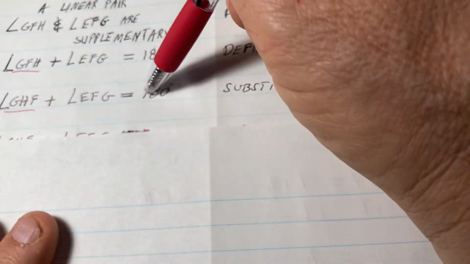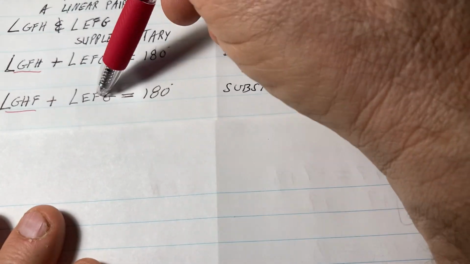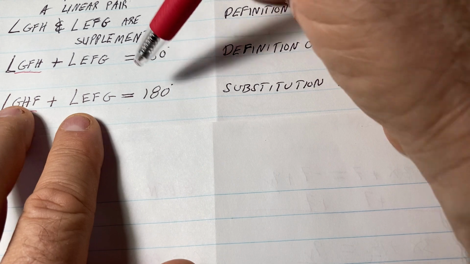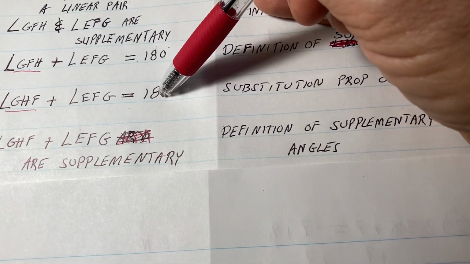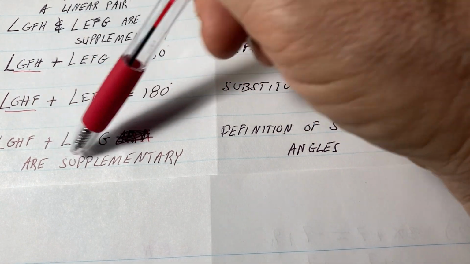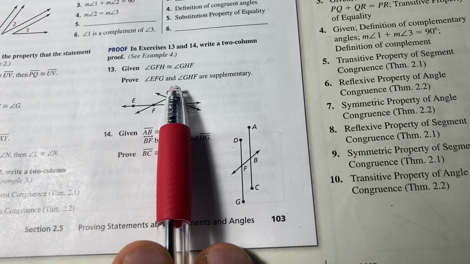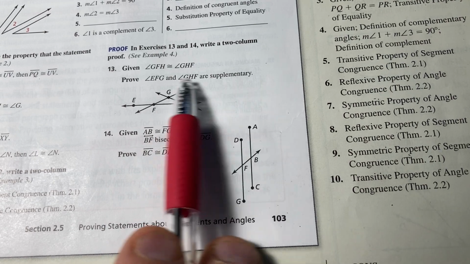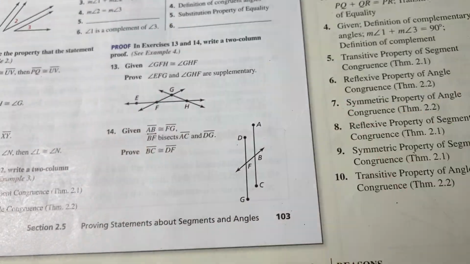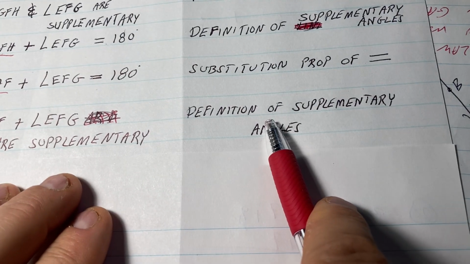Well, what do we have to prove? We have to prove that they are supplementary. If these two angles add up to 180, two angles whose sum is 180, isn't that the definition of supplementary angles? Yeah, these angles are supplementary. Right here, angle EFG and angle GHF are supplementary. That's going to be our last statement. Here's our last statement. We just have to prove it.